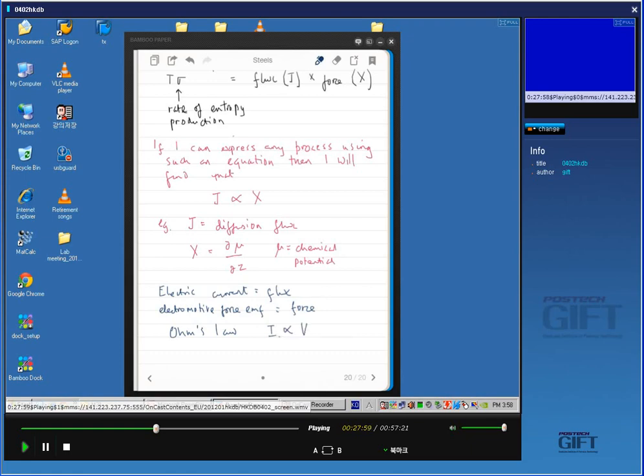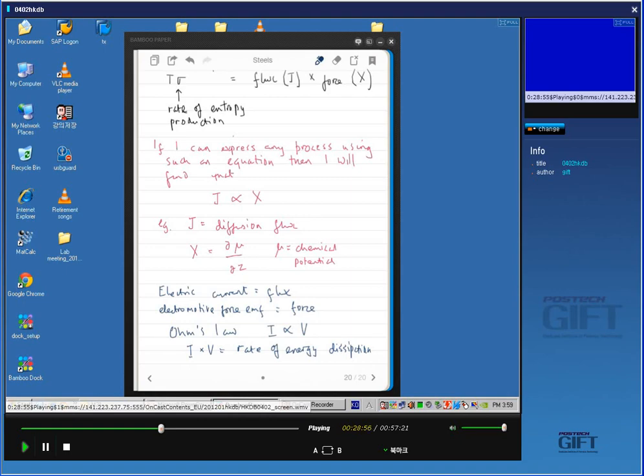Now, what happens when I multiply current by voltage? Yeah, so what is power? What's the difference between power and energy? Yeah, so current times voltage gives you energy per unit time, right? So rate of energy dissipation. So you see, if you had known this equation here, and I haven't proven to you that if you follow that equation then J will be proportional to X, then you could derive Ohm's law.